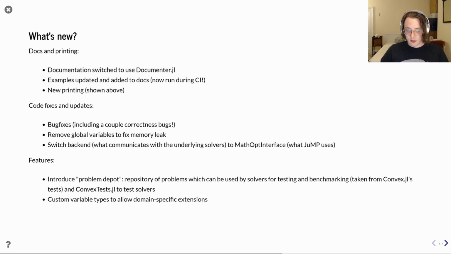And one new feature, which is custom variable types to allow domain-specific extensions of Convex. It's pretty cool, and we'll see an example of something related to that in the next couple of slides.